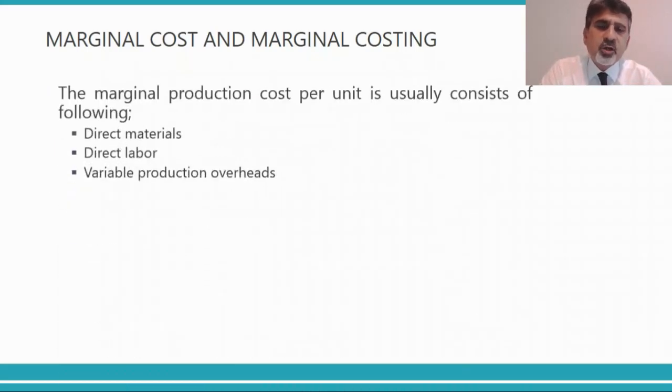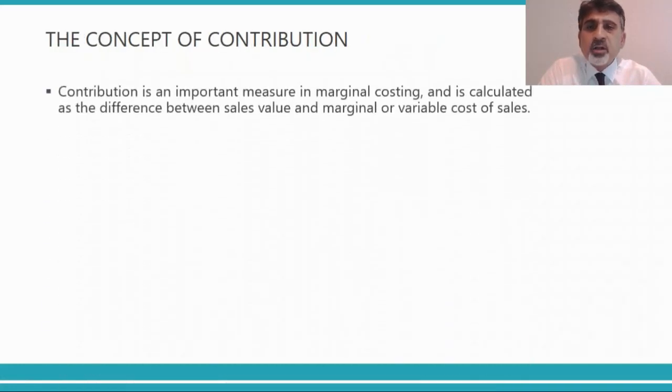Marginal production cost per unit usually consists of the following: direct material, direct labor, and variable production overhead. I just told you in the previous screen three cost elements, and all three are variable costs. Concept of contribution. Okay, this is what I said before.